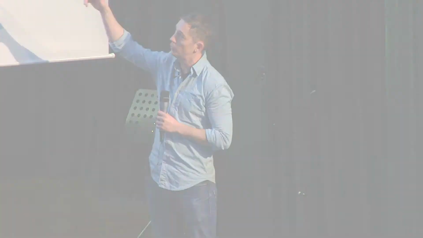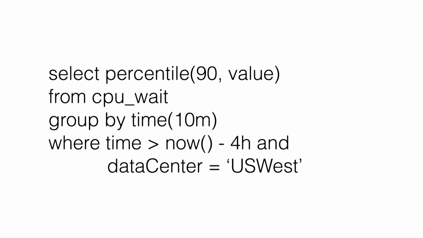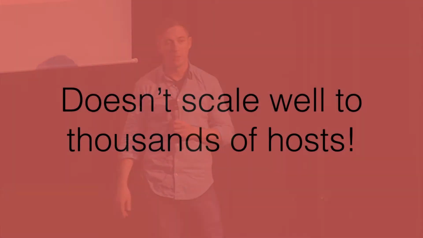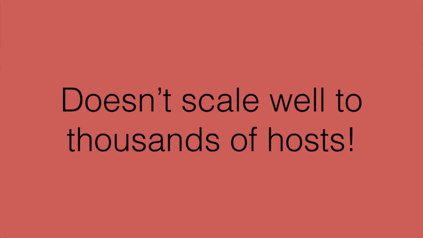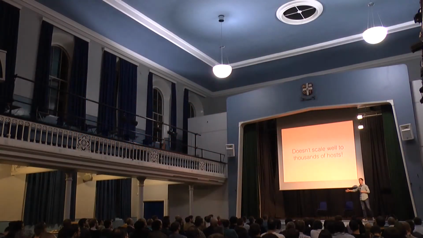So another way you can do it, because InfluxDB schema is fairly flexible, you can change the way you store things. Instead, say we have the series called CPU weight, and we store the data center as a column value. So here we're just saying, OK, 90th percentile, 10-minute buckets for the last 4 hours for data center US West. And the problem is that doesn't scale very well when we have thousands of hosts, because the way we store the data, we actually have to range scan through all those values.